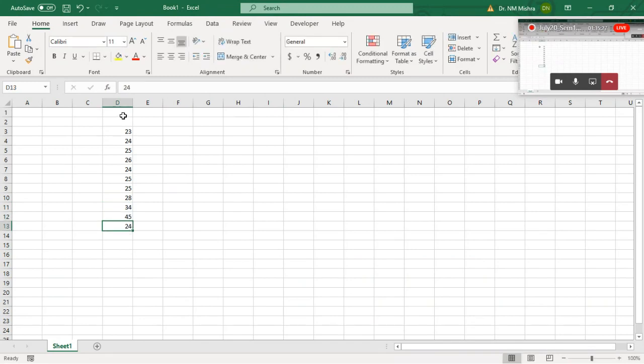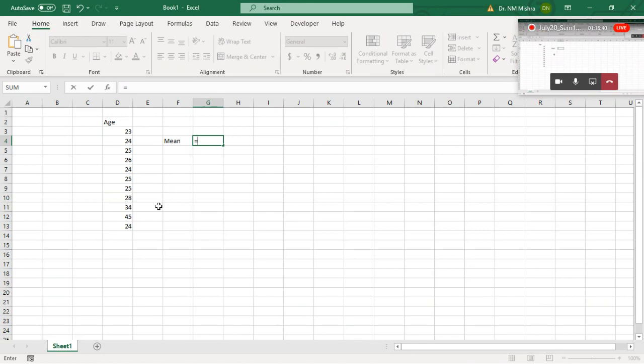This is the age data of any class, of your class, and I wanted to find out the mean first in Excel. So how will we find the mean of this? Because it is sample data, and we want to find out the mean of this data set. So you have the formula: you can take the sum of this data and divide by the number of observations. By that way also you can calculate.